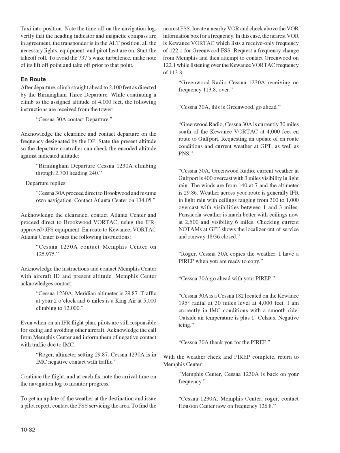While continuing a climb to the assigned altitude of 4000 feet, the following instructions are received from the tower: "Cessna 30A, contact departure." Acknowledge the clearance and contact departure on the frequency designated by the DP. State the present altitude so the departure controller can check the encoded altitude against indicated altitude. "Birmingham departure, Cessna 1230A climbing through 2700, heading 240." Departure replies: "Cessna 30A, proceed direct to Brookwood and resume own navigation. Contact Atlanta Center on 134.05." Acknowledge the clearance, contact Atlanta Center and proceed direct to Brookwood VOR, using the IFR approved GPS equipment.